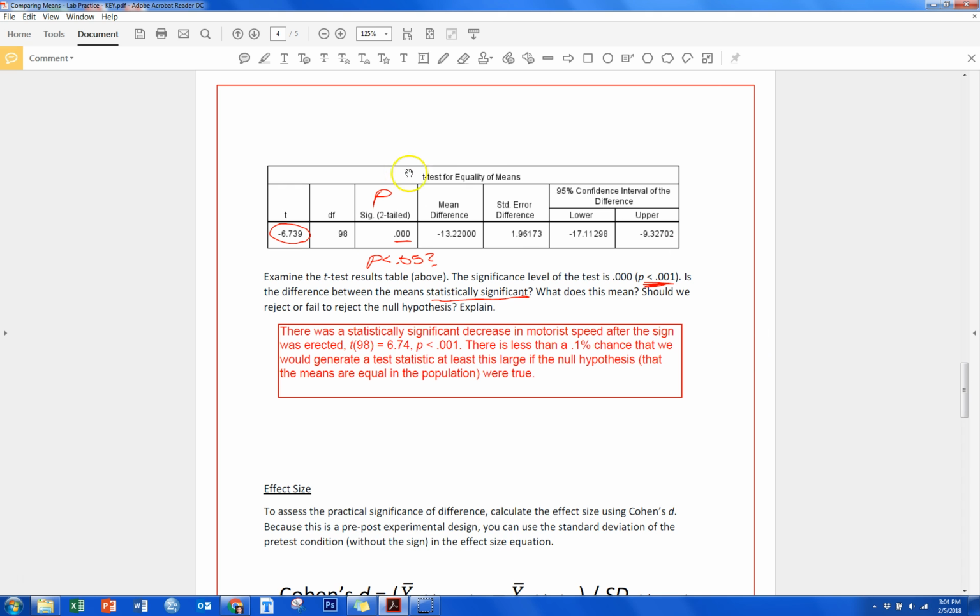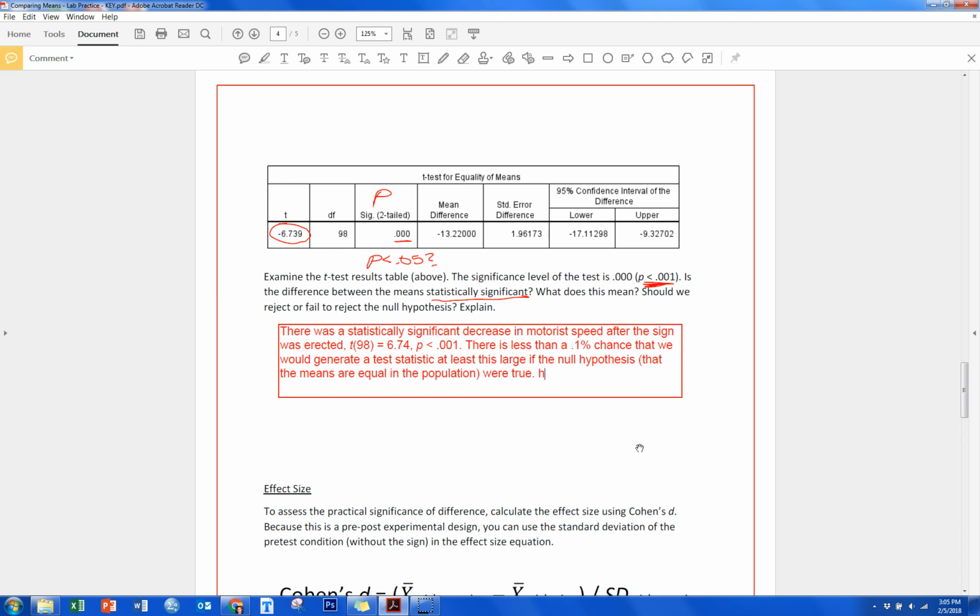In this case, our threshold is 0.05. We're looking to say that there's less than a 5% chance. In this case, there's less than a 0.1% chance that we get this statistic if that null hypothesis were true. So it's very unlikely that the sign made no difference, that those means are the same. So we're going to reject that null hypothesis in favor of the alternate, and we're going to move forward on the assumption that they really are different. The sign really did have this impact.